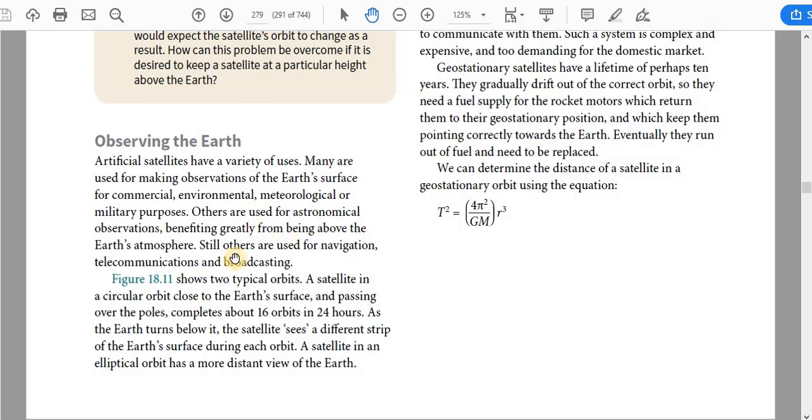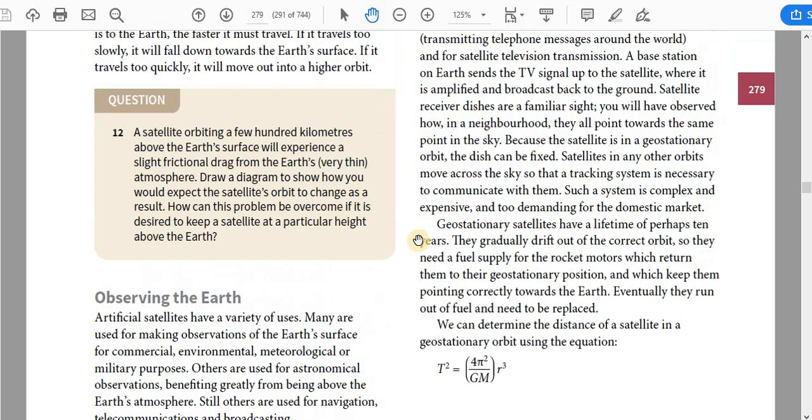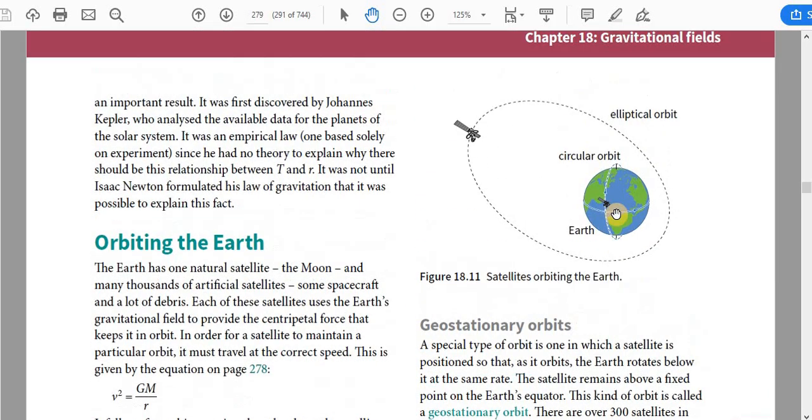Then here they are telling you some uses of these artificial satellites. Many are used for making observations of the Earth's surface for commercial, environmental, and meteorological or military purposes. Others are used for astronomical observations, benefiting greatly from being above the Earth's atmosphere. Still others are used for navigation, telecommunications, and broadcasting. Figure 8.11 shows two typical orbits. Okay, so here we have an elliptical orbit, and then here we have a circular orbit.